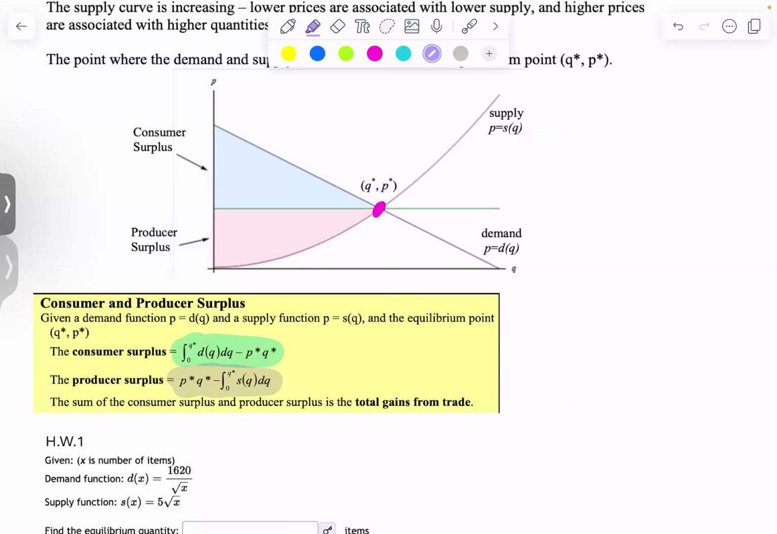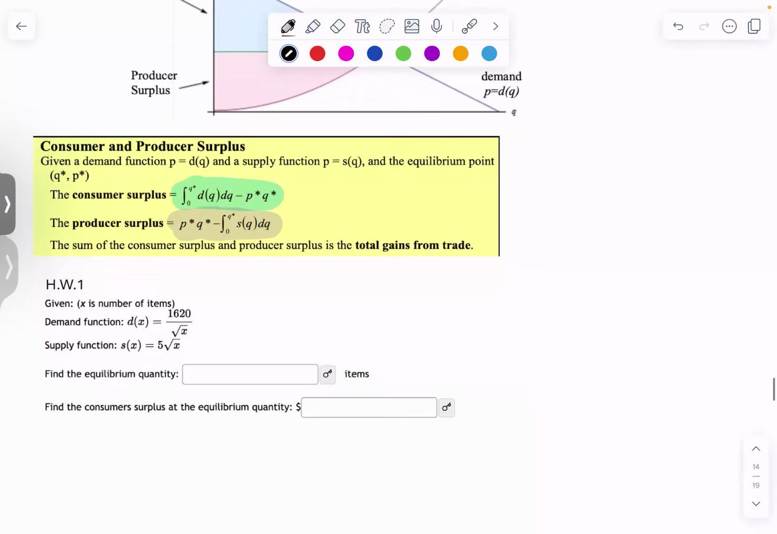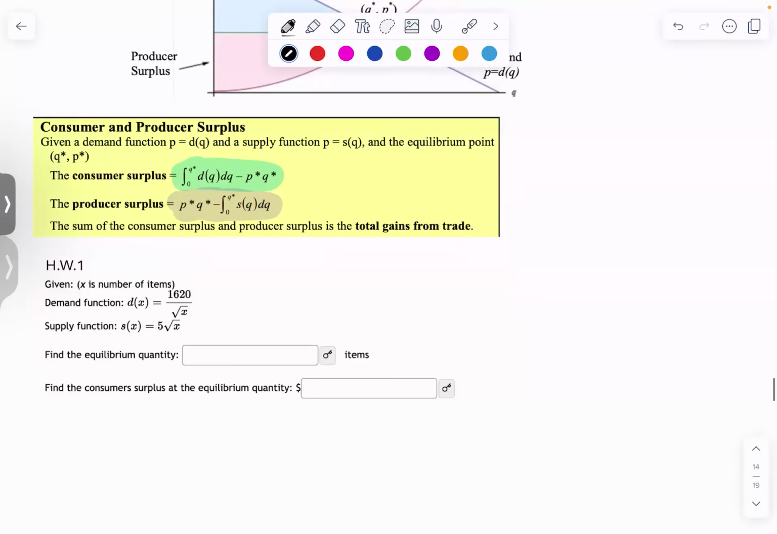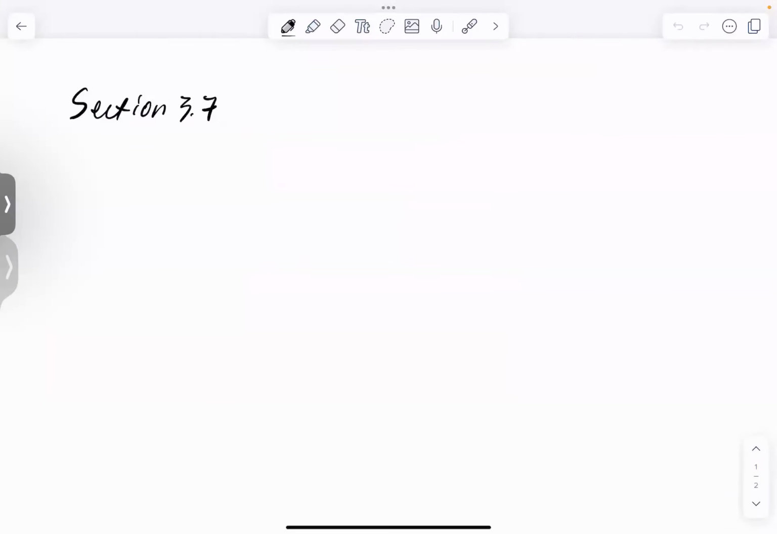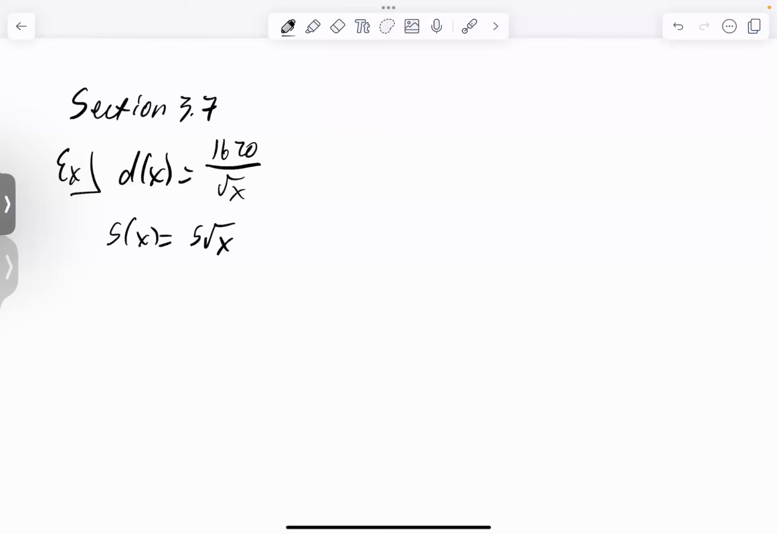So let's go ahead and start with our example here. And I'm going to go ahead and take these values and put them on a separate sheet of paper so that we can write them out. So here we go. For our first example, we have that our demand curve is 1620 over root x, and our supply curve is 5 times root x.